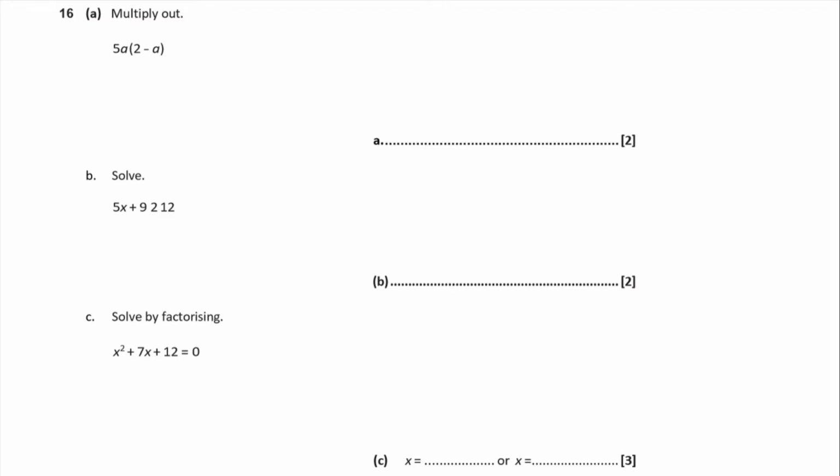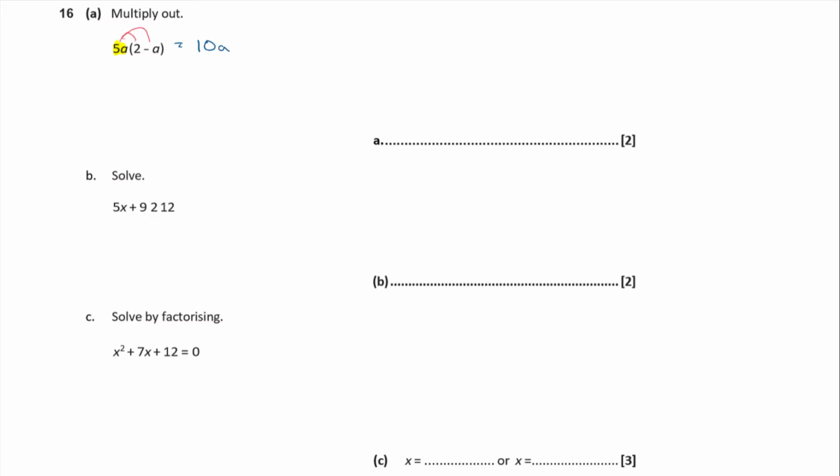Okay, so when we've got a bracket like this with something on the outside, what we do is multiply everything on the inside of the bracket by the value on the outside. So first up, I've got 5a times 2. Well, 2 lots of 5a is going to be 5a and 5a, which is 10a.